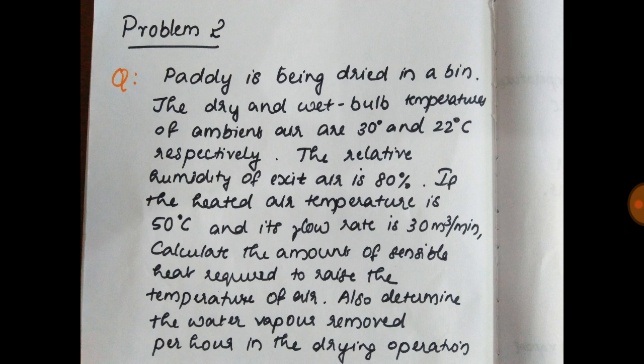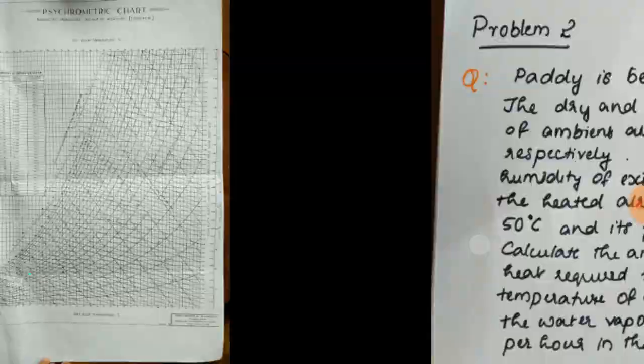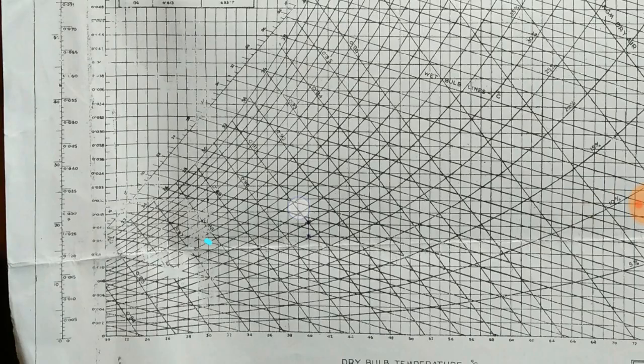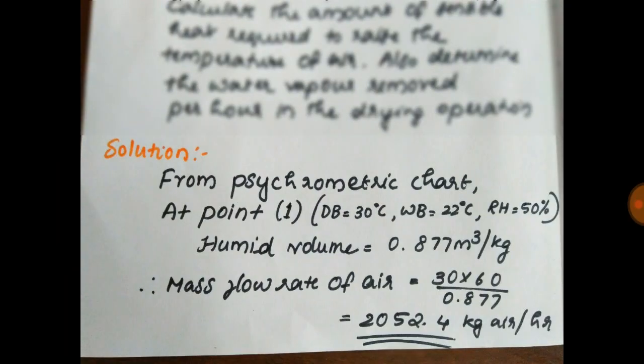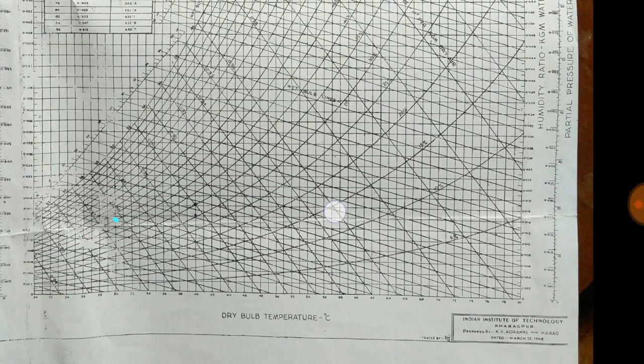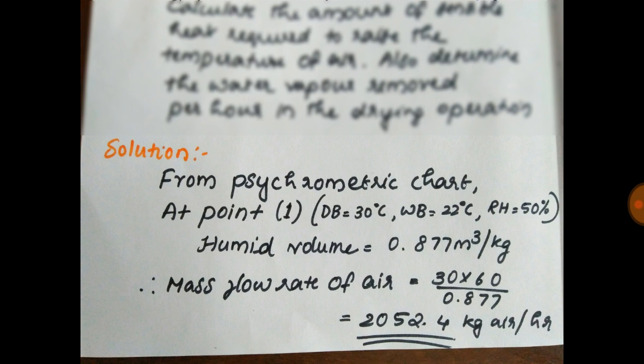From the question, the first condition is the dry bulb temperature 30 degrees and wet bulb temperature 22 degrees. So we get a point on the psychrometric chart like this. At this point, what we have to measure is the humid volume. So we'll get the humid volume as 0.877 meter cube per kg. The humid volume is seen at the right end of the chart. So the mass flow rate of air equals 30 meter cube per minute into 60 minutes by 0.877 meter cube per kg, and we'll get the answer as 2052.4 kg air per hour.